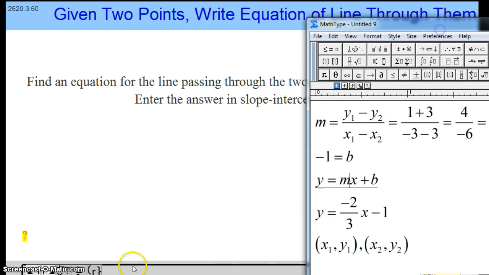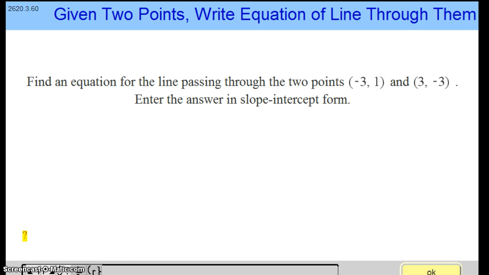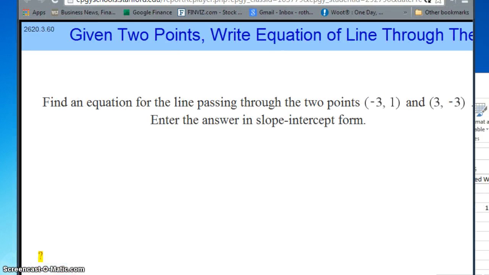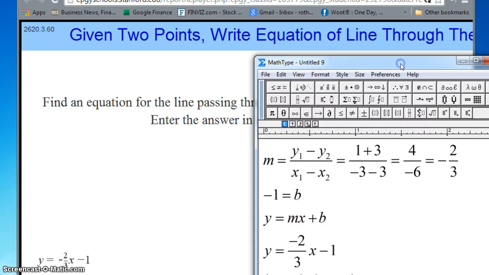And let's see if that's our solution. How do we do that? Sorry, here we go. Show correct answer. Okay, so that looks like my answer. So y equals -2/3 x minus 1.